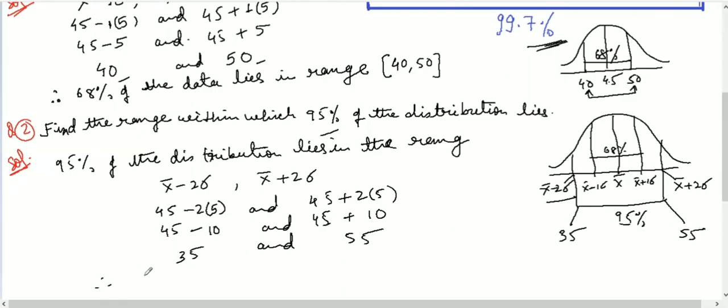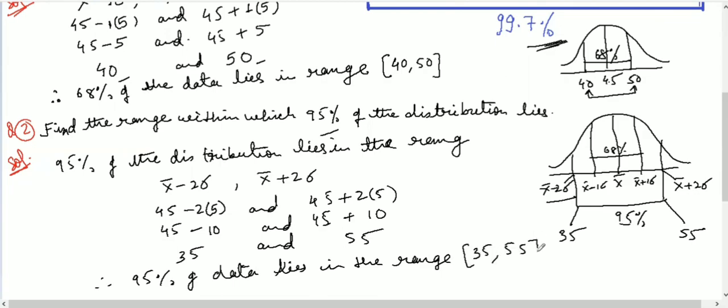So what will be the answer here? 95% of data lies in the range 35 and 55. So this will be the answer.